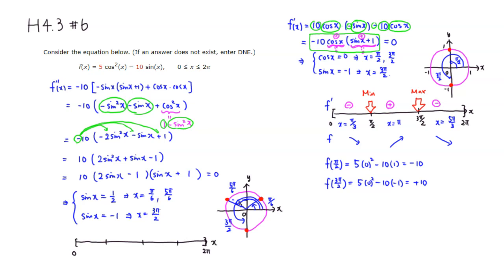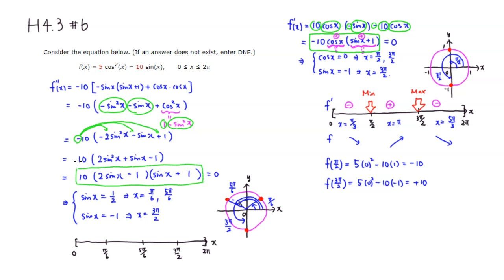All right, so the smallest one is pi over 6. The largest one is 5 pi over 6. And the other one is 3 pi over 2. All right, so we just have to determine the sign. Let's see, so here is the derivative there.